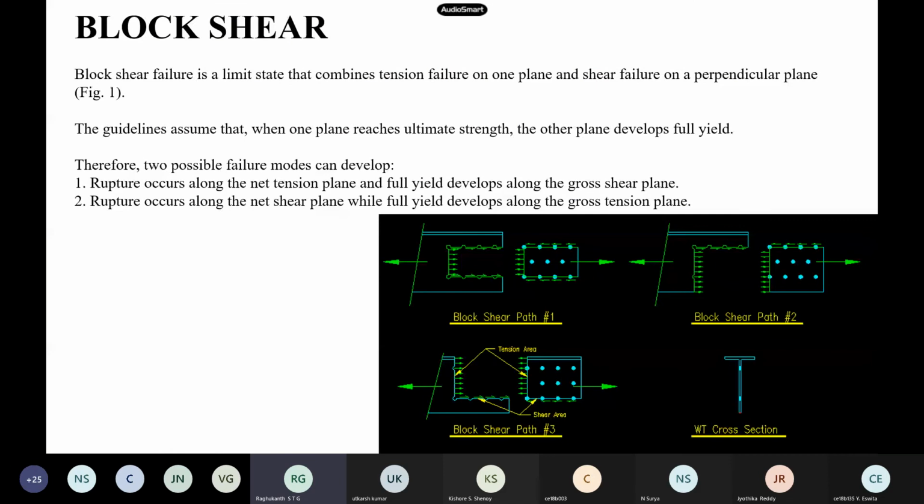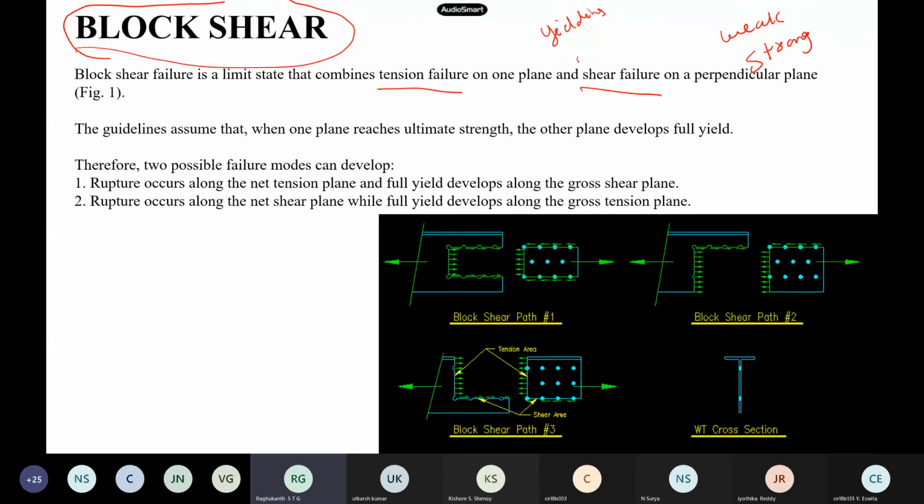Another thing, the last thing which you have to check in a tension member is block shear. Already we discussed in our bolted connections, or even welding also the same problem is there. Block shear means it is just a combination of tension and shear. As already I told you, there are two planes only, tension plane and shear plane. One will be weak, one will be strong. So you will have two types of failures: one is from yielding, other is from rupture.